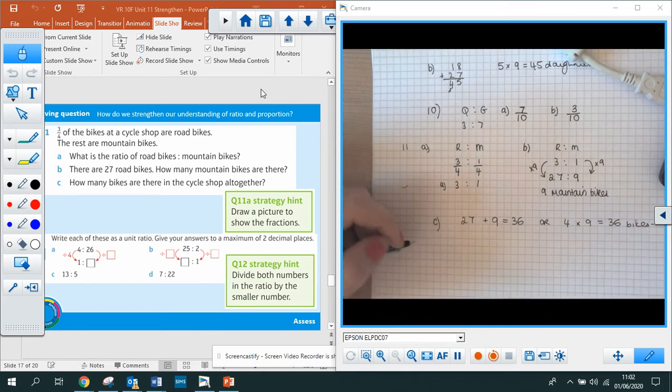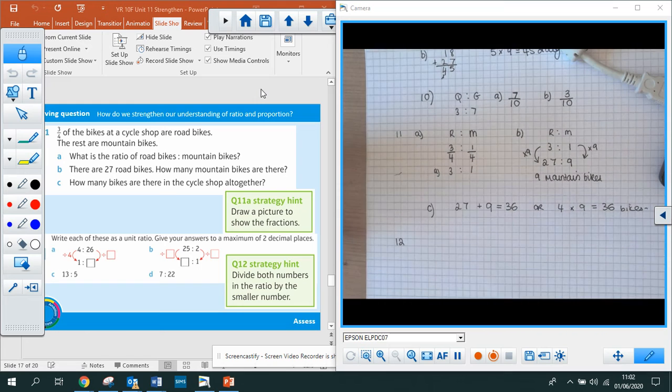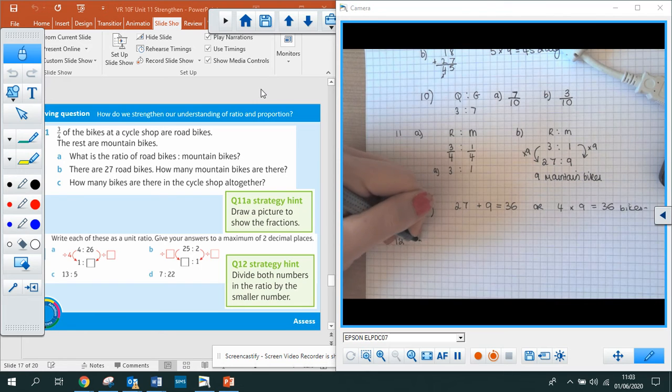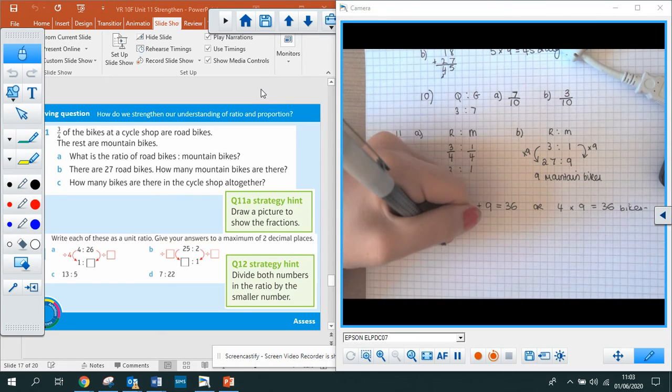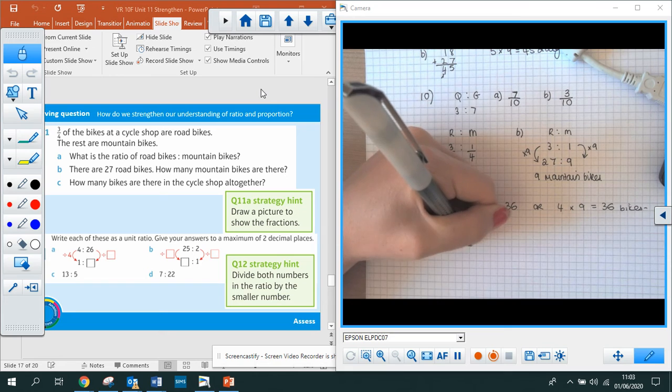Next one, question 12. So you could use a calculator to work it out for you. Work out each of these unit ratios. Give your answer to a maximum of 2 decimal places. Remember, when we're looking for a unit ratio, we want one of the numbers to be 1. Usually, unless it specifies, which it hasn't in this example, you're going to pick the smallest number in your ratio to make 1. So the first ratio I've been given is 4 to 26.